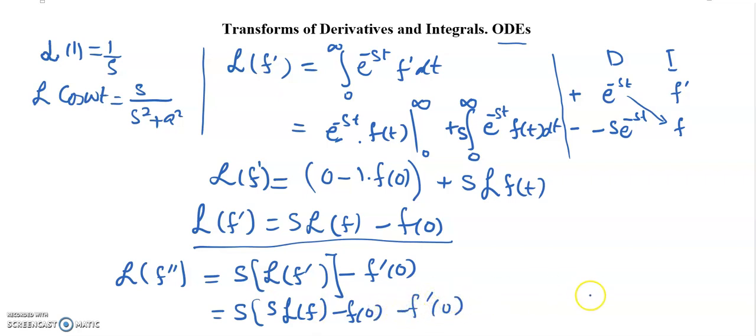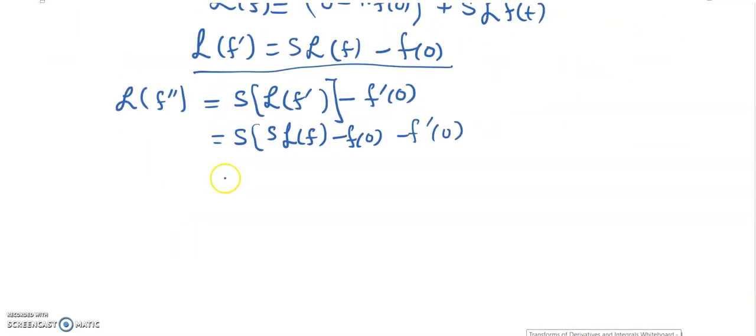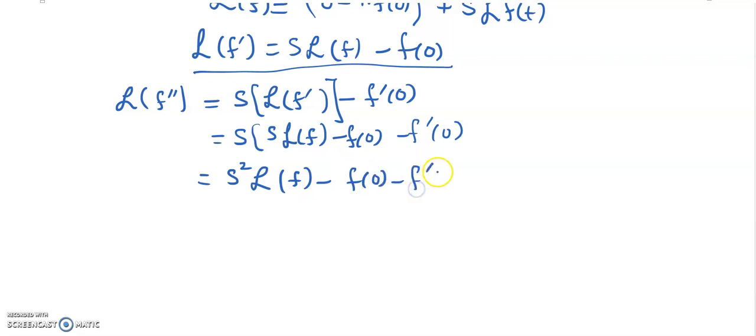So it means that it will be s square times the Laplace of f minus s times f of 0 minus f prime of 0. So for the second derivative, the Laplace transform is given by this function.